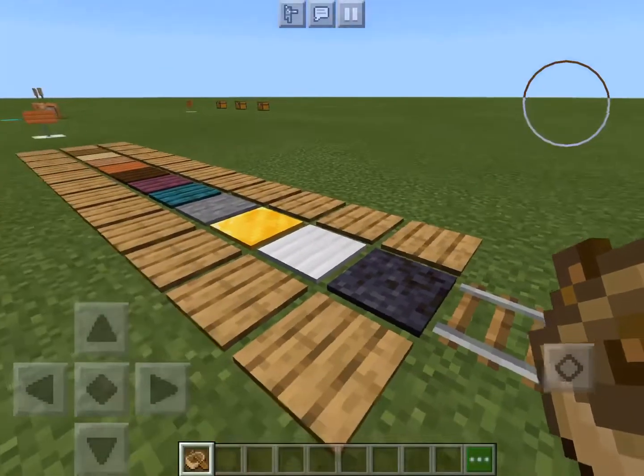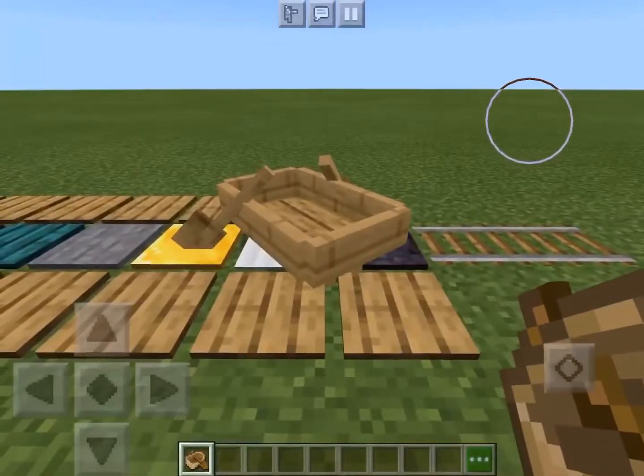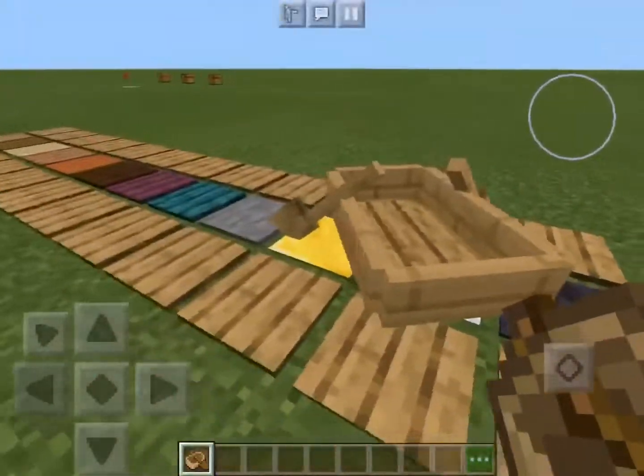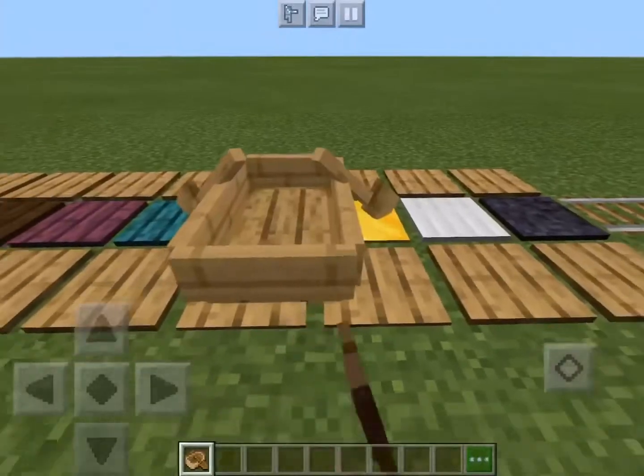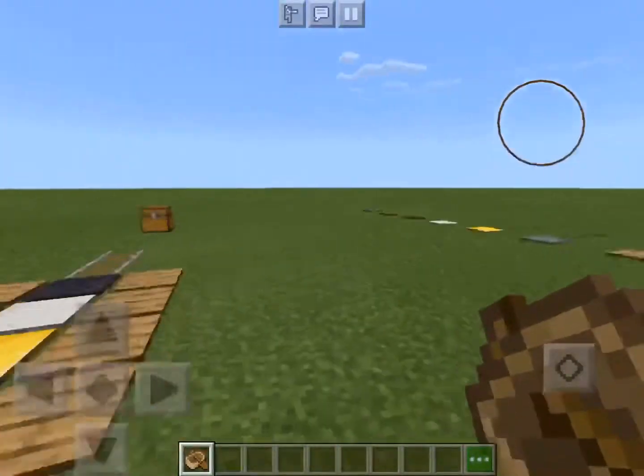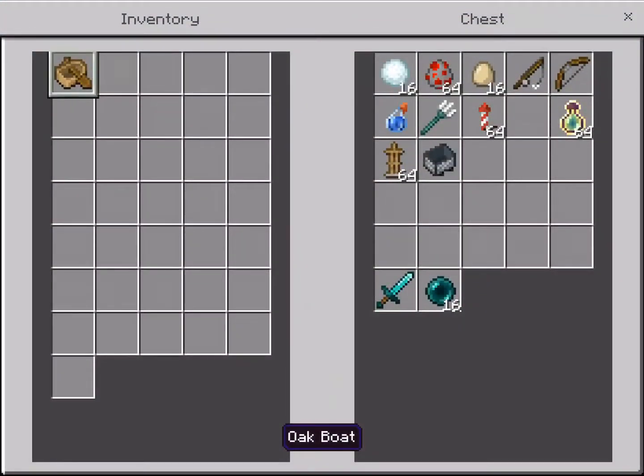Boats. Yes, boats can activate pressure plates. See, I activated 2 wood ones, and then I activated the gold one and the iron one. Cannot activate the stone ones. Let me see if I can get a good shot of this. Yep, it cannot activate the stone ones. So, yep, boats can do that.